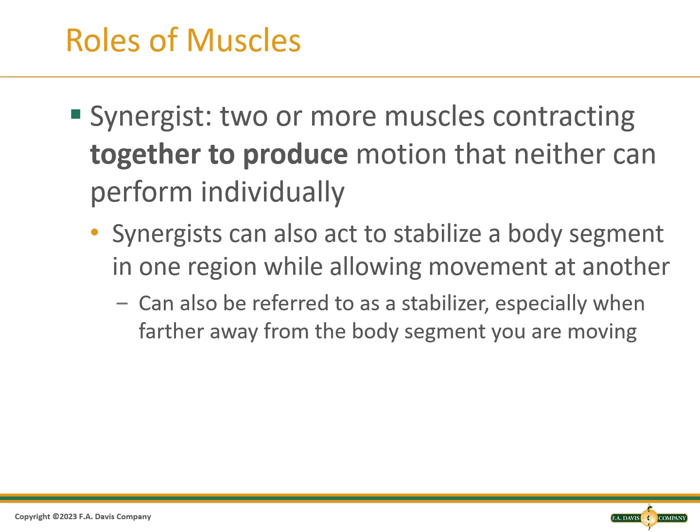Synergists can also act to stabilize a body segment in one area in order to allow movement in another area. So, looking again at the biceps for elbow flexion, the biceps also crosses the shoulder. So, we need stabilization of the scapula by the traps and rhomboids to allow the motion to be isolated at the elbow. So, all of these muscles are acting in synergy. When this is the synergistic role the muscles are playing, they can also be referred to as stabilizer muscles, especially when the movement gets farther away from the muscle activation.